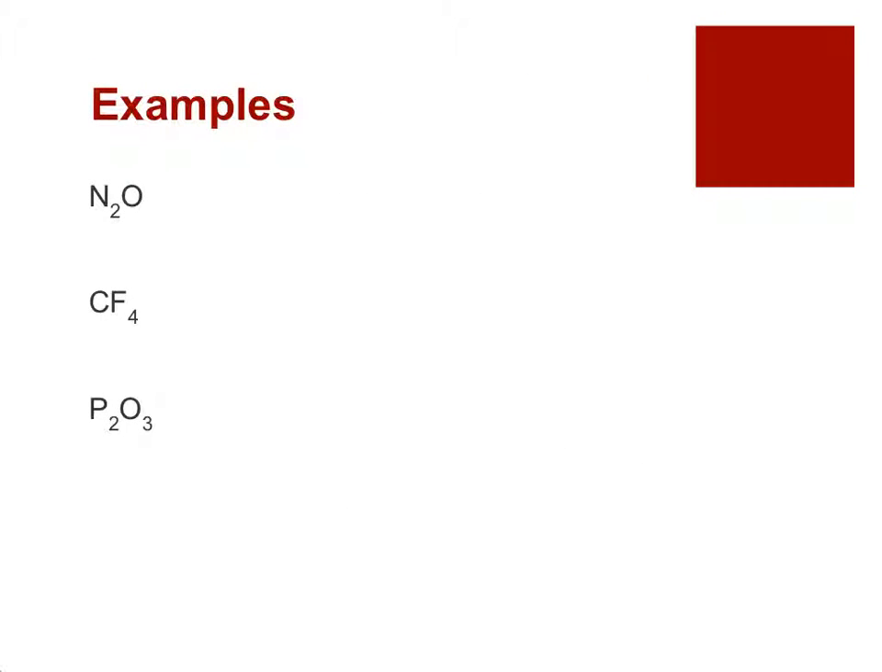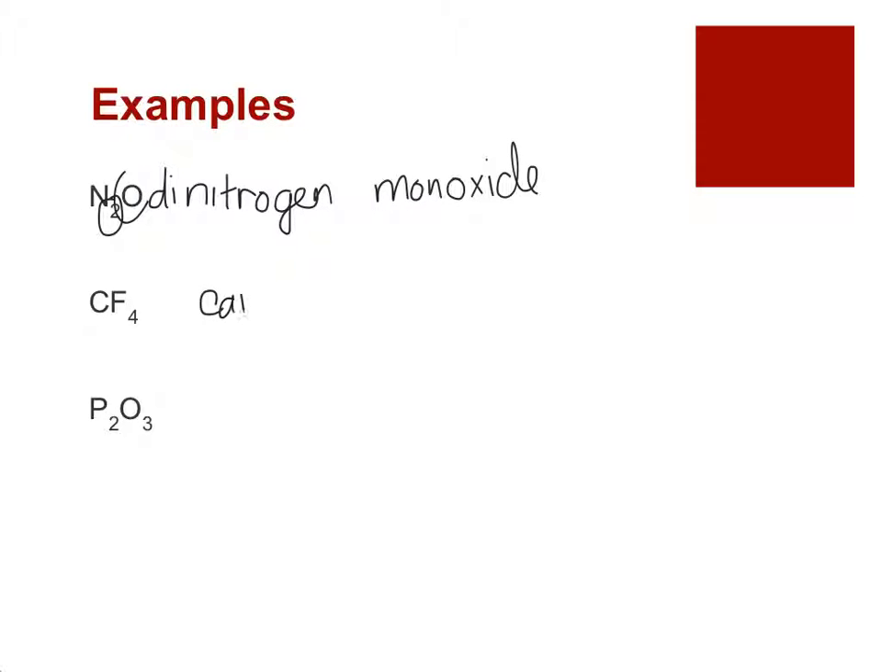We've got 3 examples then, N2O. So for this one, we are going to call it dinitrogen, because our formula is telling us there's 2 nitrogen and there's 1 oxygen, so monoxide. So dinitrogen monoxide. In our second example, CF4, there's only 1 carbon. We don't need to put mono in front of it because it is our first element. And then we have 4 fluorines, so it's going to become tetrafluoride.